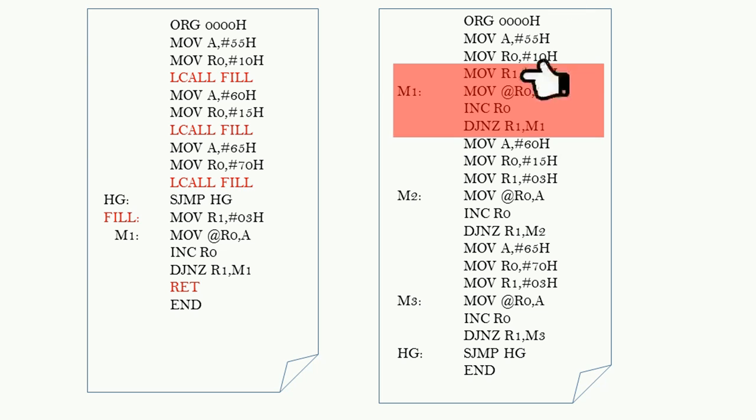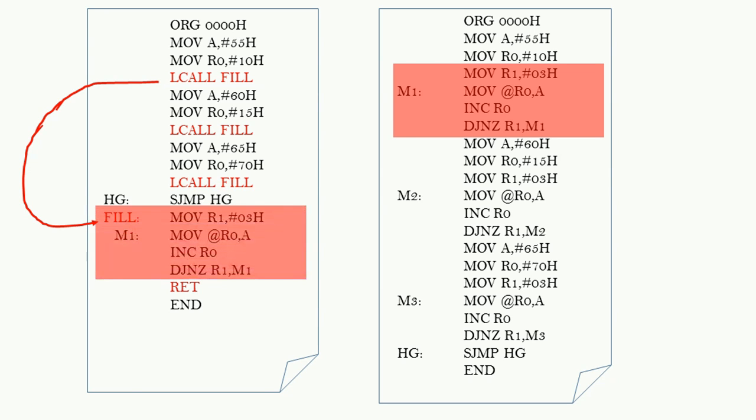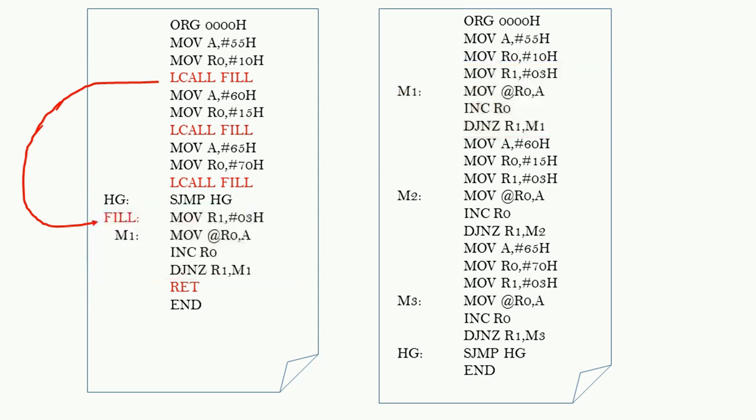Whenever this set of codes is needed, it is replaced with an lcall instruction. The lcall instruction causes the program to jump to the subroutine. Execution continues at the subroutine. Notice that the same set of codes are executed.